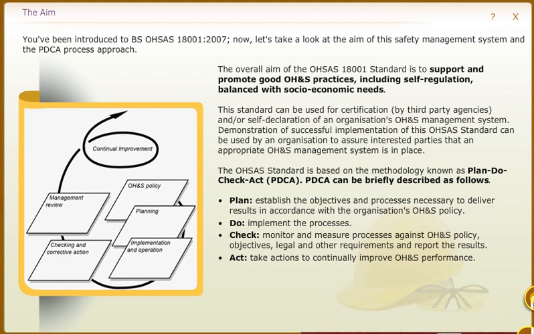The OHSAS standard is based on the methodology known as Plan, Do, Check, Act, or PDCA. PDCA can be briefly described as follows. Plan. Establish the objectives and processes necessary to deliver results in accordance with the organization's OH&S policy. Do. Implement the processes. Check. Monitor and measure processes against OH&S policy, objectives, legal and other requirements and report the results. Act. Take actions to continually improve OH&S performance.